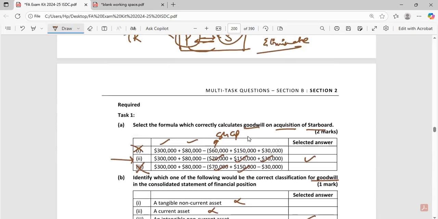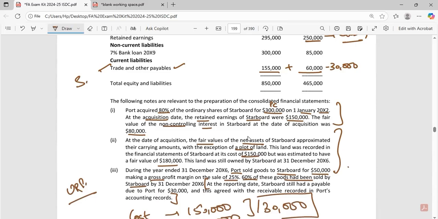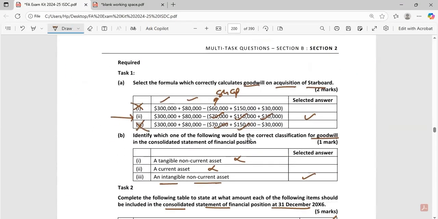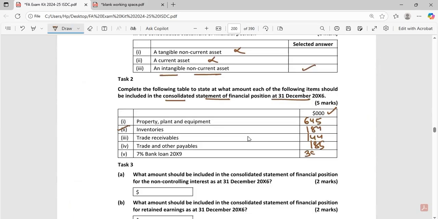Last is 7% bank loan. So we have not been given any adjustment for bank loan. So simply add both these figures of 3 lakh, see over here bank loan, 3 lakh plus 85,000. So answer would be 3,85,000. So just write 385 over here. Fine.